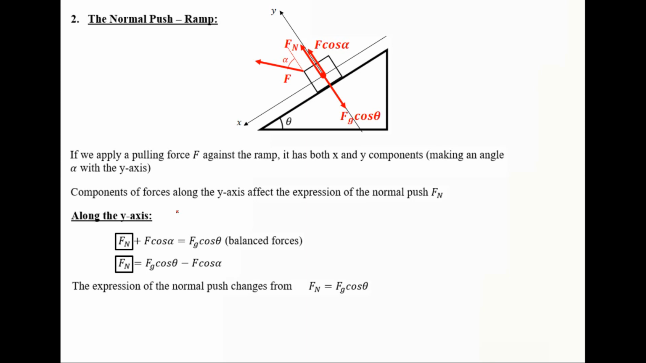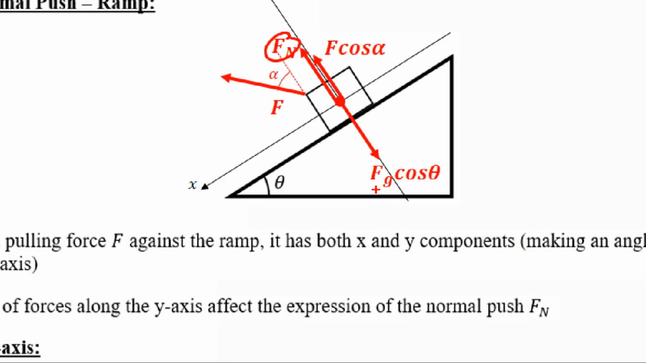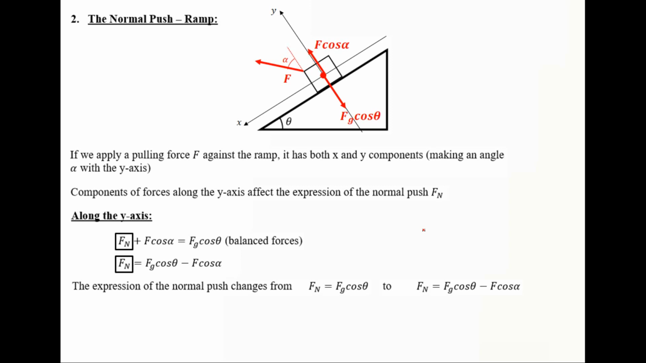Now moving this to the other side, Fn would be given by Fg cosine theta minus F cosine alpha. Indeed, the expression of the normal push changes from being Fg cosine theta to being modified: Fg cosine theta minus F cosine alpha. In this case we need to replace the normal push by a shorter vector because it has decreased in magnitude, and that would be the correct representation. Forces pulling against the ramp decrease the value of the normal push.